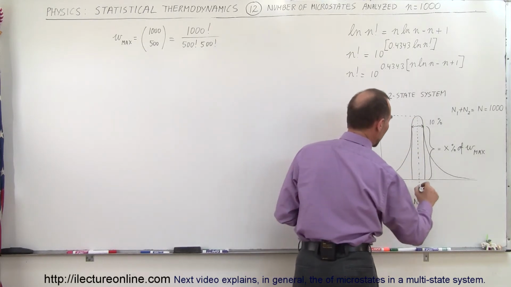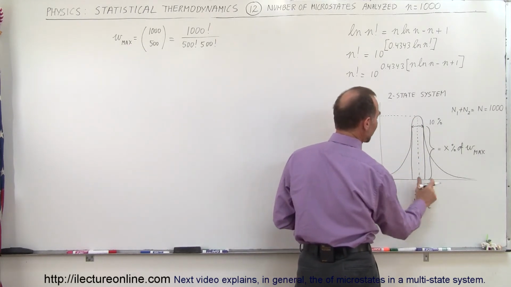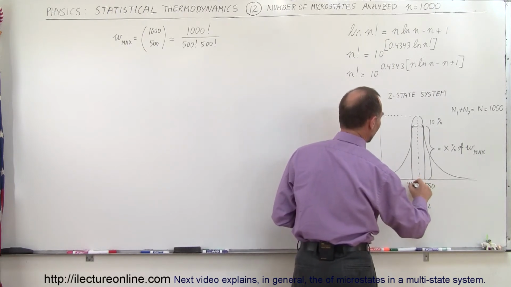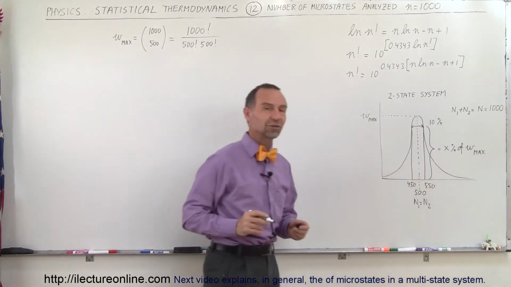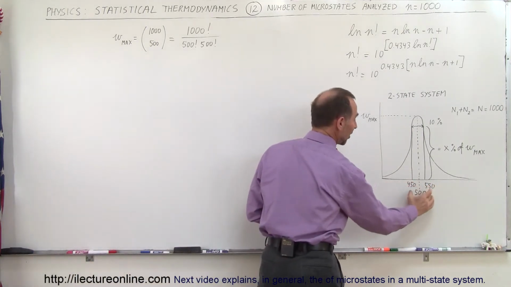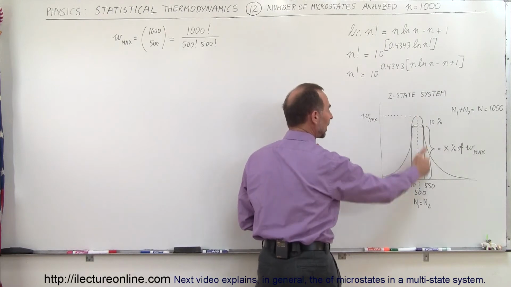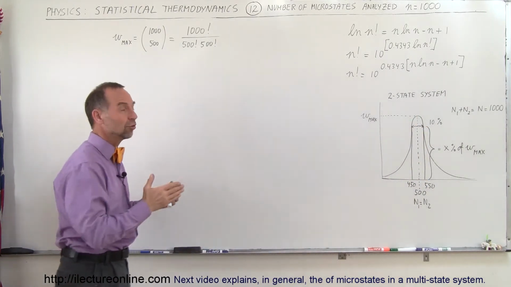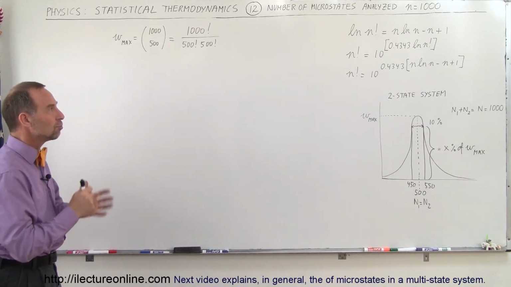We also want to see how many microstates we have when we deviate by 10%. So when we have either 550 in one state and 450 in the other, or vice versa, we'll then be able to compare the number of microstates when we're 10% off the maximum, and we can see how high this column will be and how narrow the column will be relative to conditions or populations that are much smaller in size.